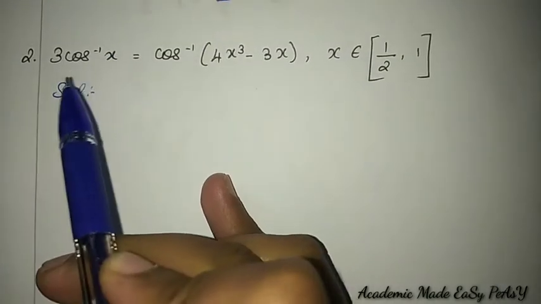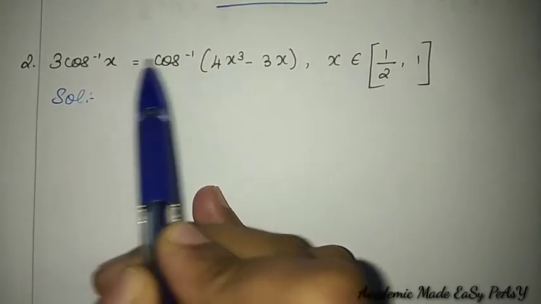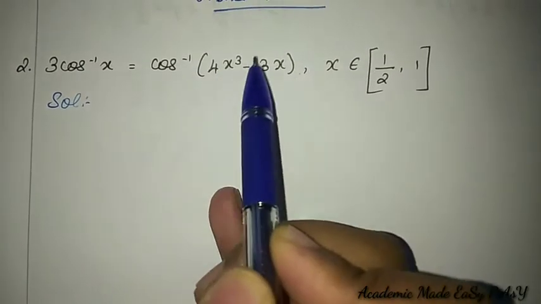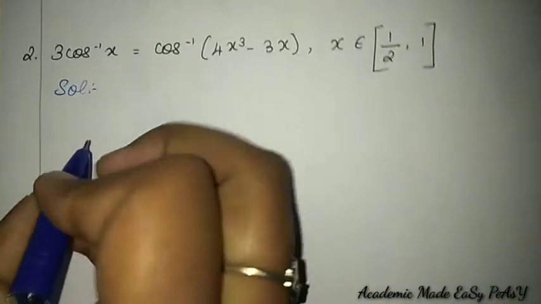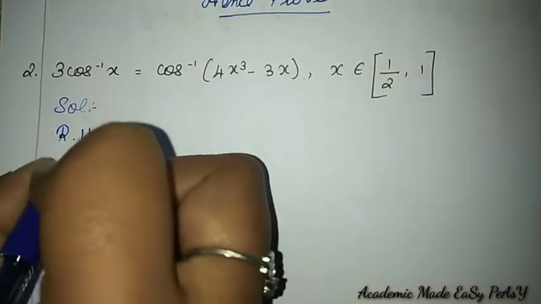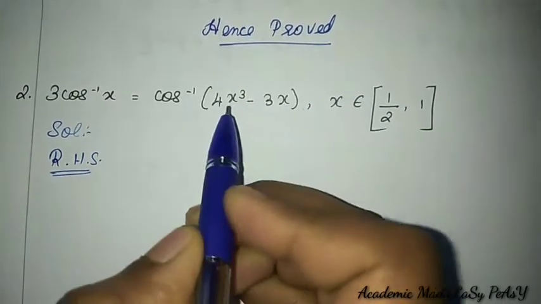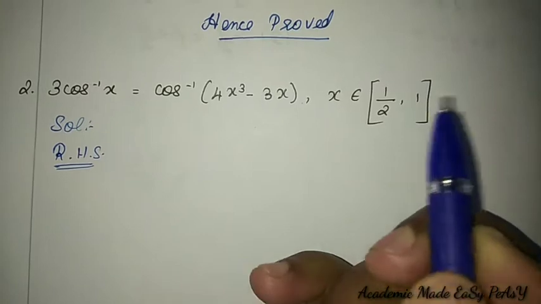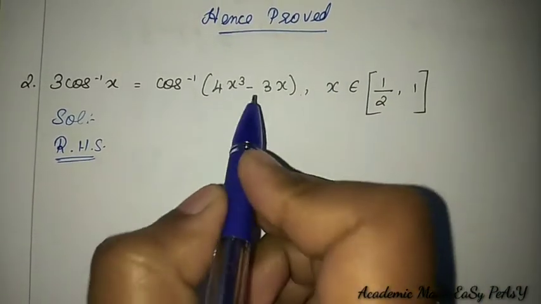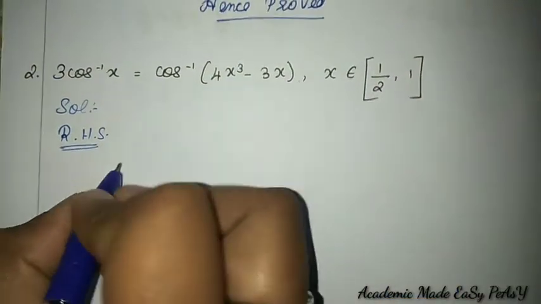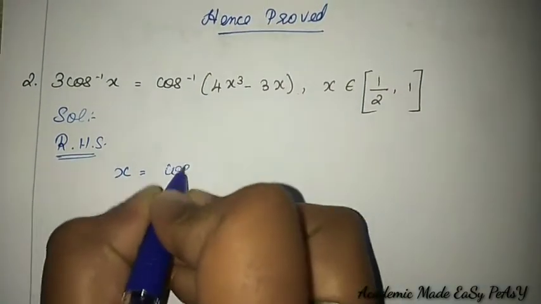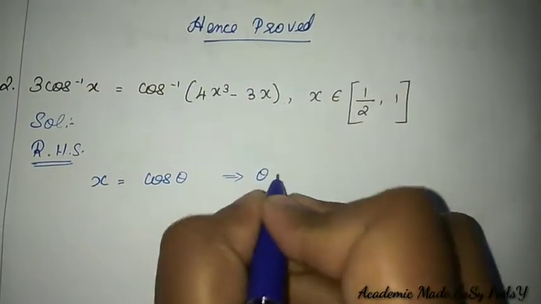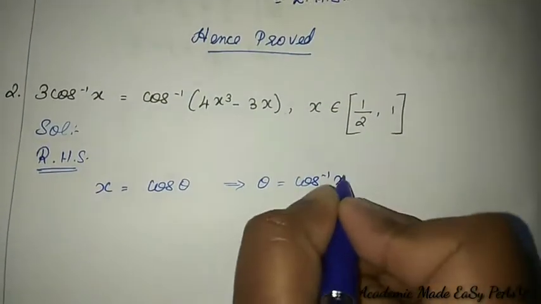Now let's move on to question 2. 3 cos inverse x is equal to cos inverse of 4x cube minus 3x. This is very similar to the previous sum. So now I am taking only the RHS. Here also, 4 cos cube x minus 3 cos x is equal to cos 3x, so this is of that form. So let me take x as cos theta. This implies my theta will be cos inverse x.